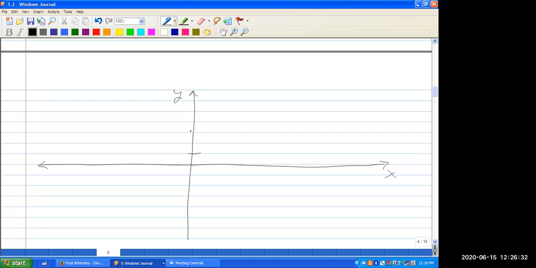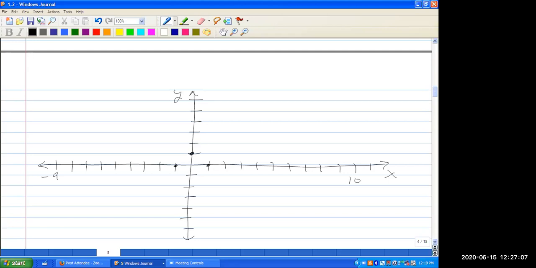Okay, so I have a y-intercept at 1 and x-intercepts at plus and minus 1.